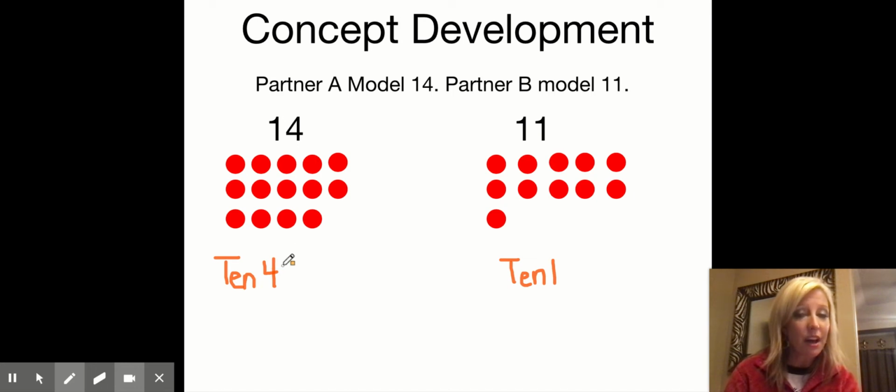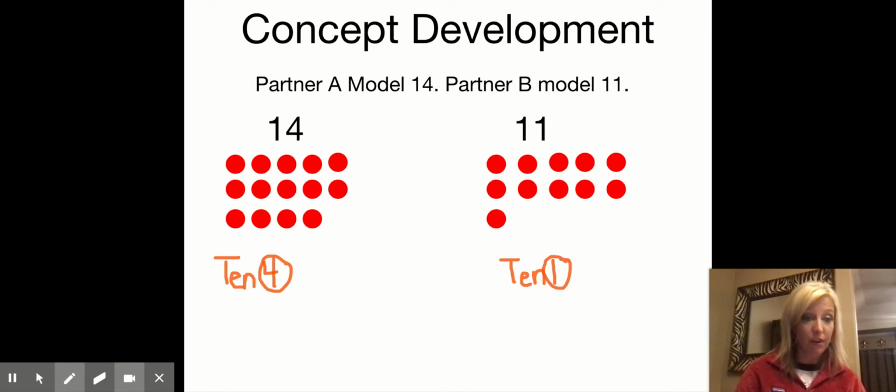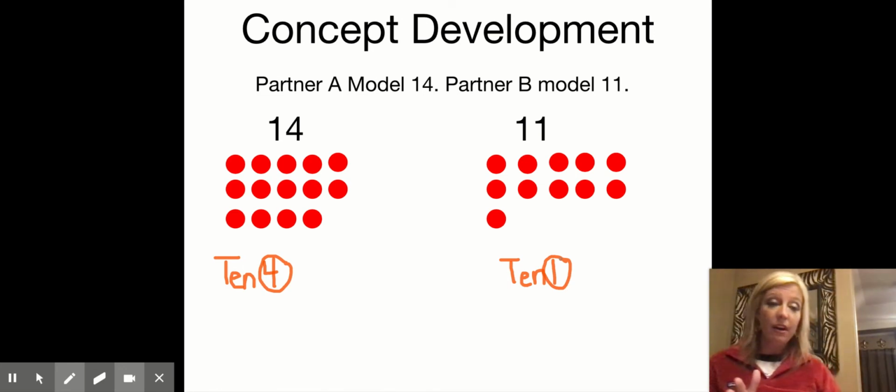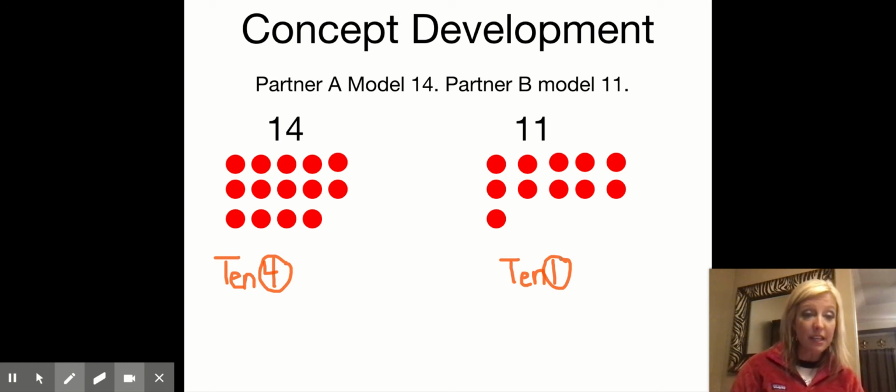Oh, the other ones. Okay, so let's look. Which is greater, 4 or 1? 4, right? So 4 is greater than 1, so 10, 4 is greater or more than 10, 1. So which number's more, 14 or 11? Very good. 14 is more than 11. 11 is smaller than 14.